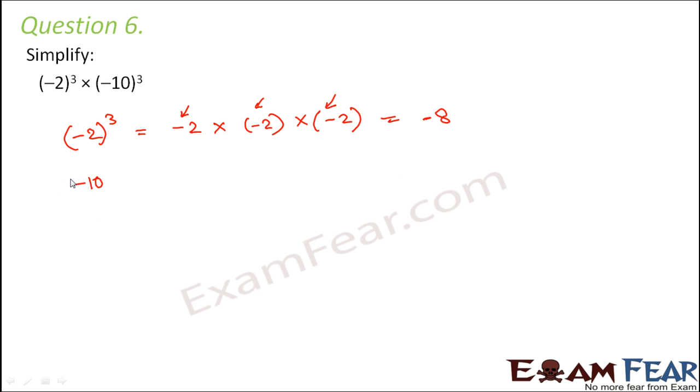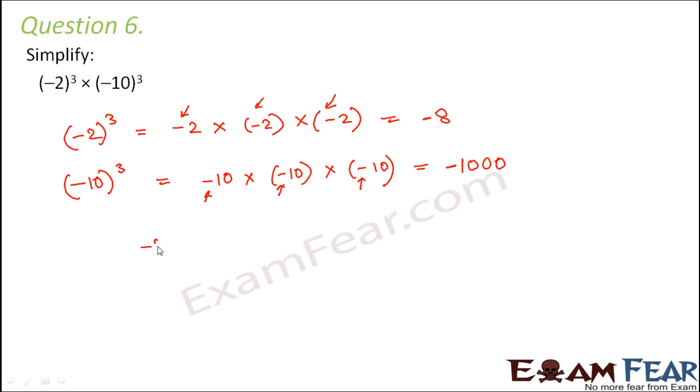Now let's do the same thing for minus 10 to the power 3. In this case again you have minus 10 into minus 10 into minus 10. So here also follow the same technique. First find the product irrespective of the sign. So 10 into 10 into 10 would be 1000. And the result would be negative or positive. So here also how many times do you have the negative sign? 3 times. So 3 is an odd number. Therefore the result would be negative.